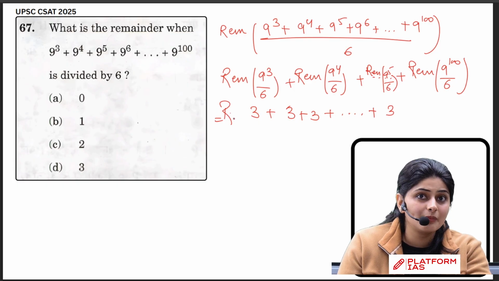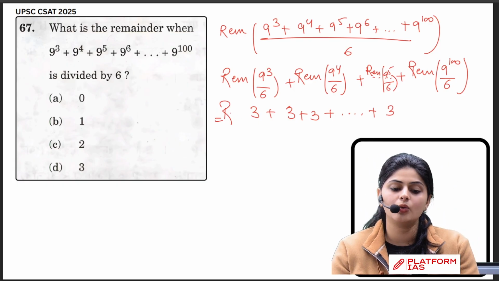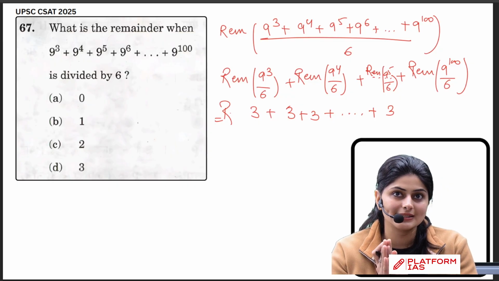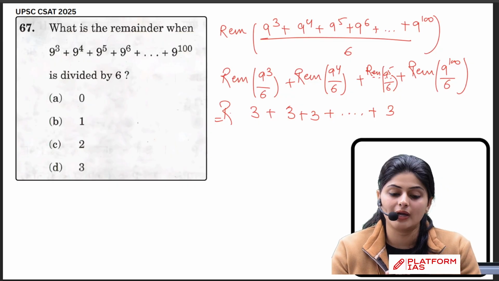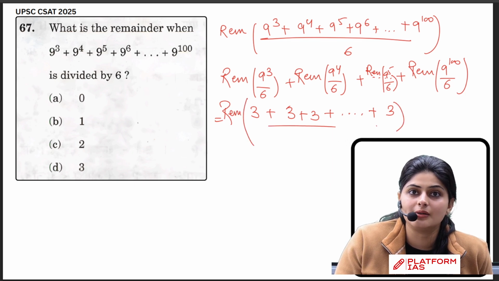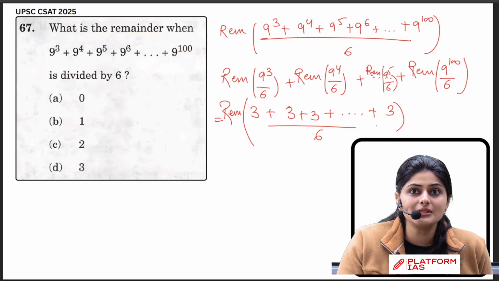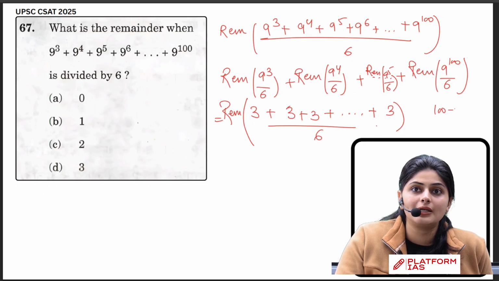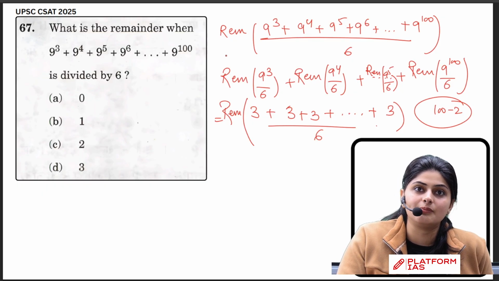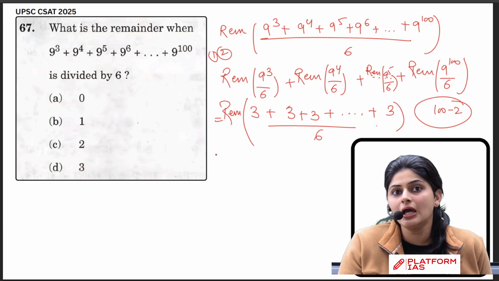Now, what does the remainder theorem say? Until and unless you get a remainder which is less than the divisor, that is 6, you will not stop finding the remainder. So your final remainder will be the remainder of this divided by 6. Now this 3 is coming how many times? 100 minus 2 times, that is 98, because we do not have the power of 1 and 2, so it is 98 times this 3 is appearing.